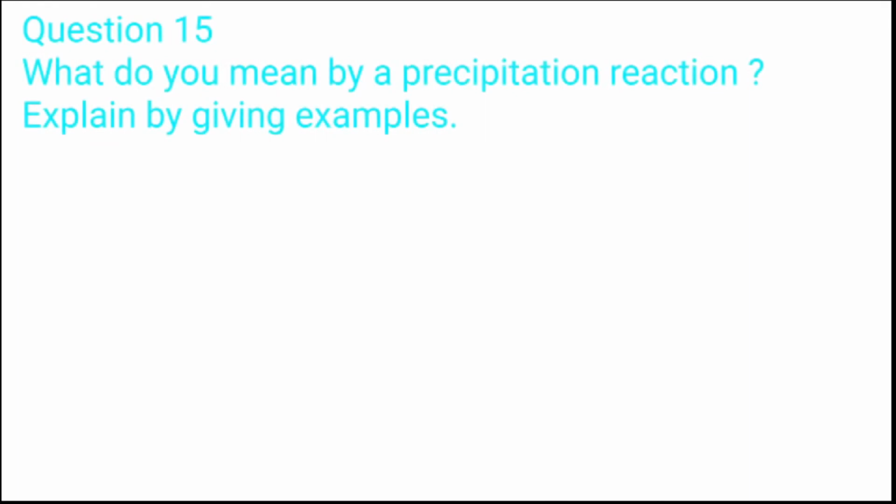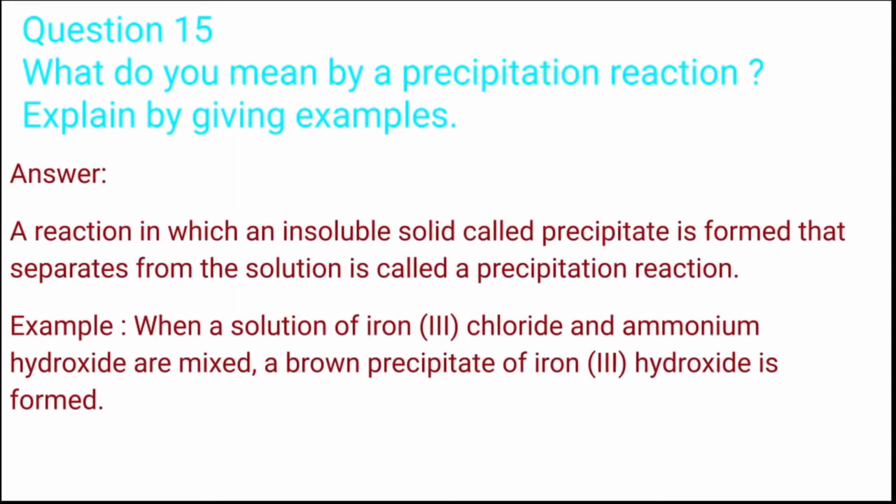What do you mean by precipitation reaction? Explain by giving examples. A reaction in which insoluble solid called precipitate is formed that separates from the solution is called precipitation reaction. For example, when solution of iron 3 chloride and ammonium hydroxide are mixed, a brown precipitate of iron 3 hydroxide is formed.